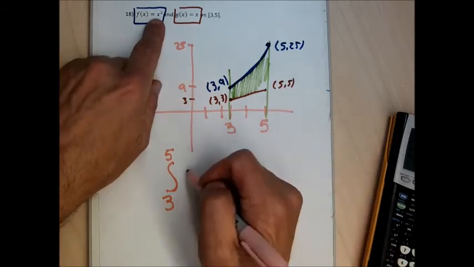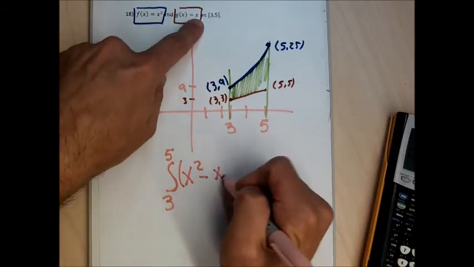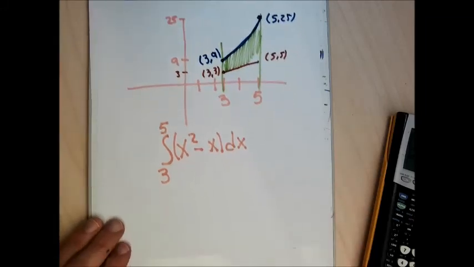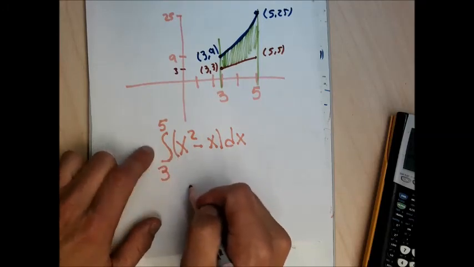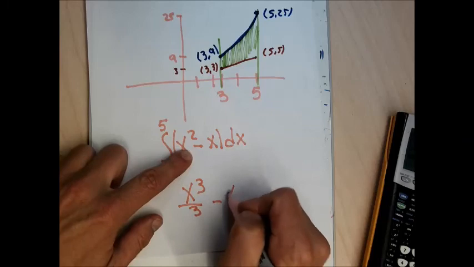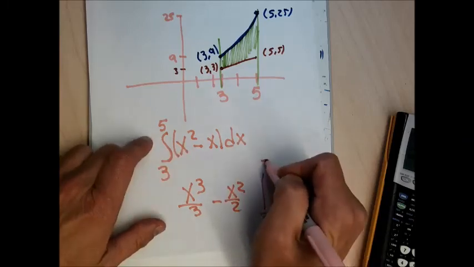The function on top is x squared. The function on bottom is x. I'm going to integrate those and figure out what the area is. Super easy to integrate that. That integrates to x cubed over 3. This integrates to x squared over 2. And I need to evaluate those from 3 to 5, which I'll do on another sheet of paper.